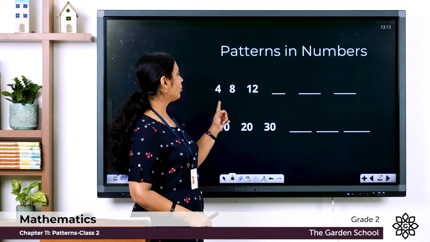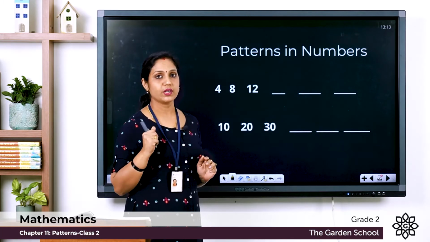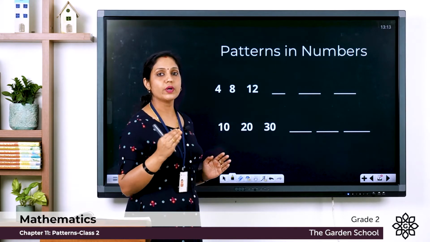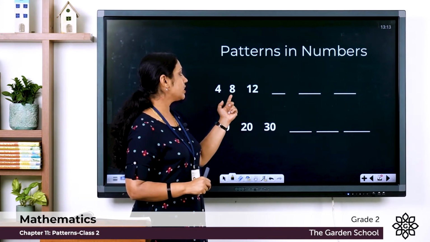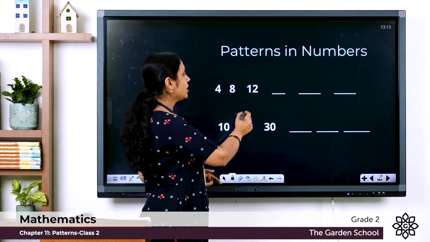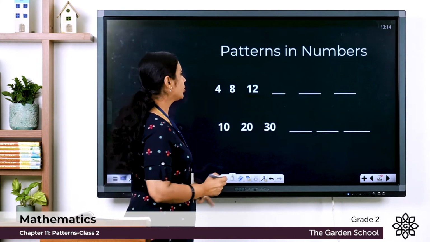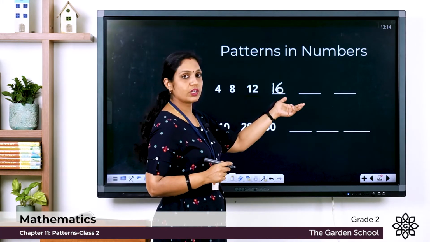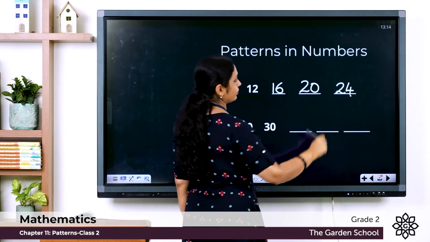Here we have the numbers 4, 8, 12 and the rest of the numbers are missing. So let's find out by how much these numbers are increasing. So first we have 4 and next we have 8. So 4 plus how much is 8? 4 plus 4 is equal to 8. Now we have to see with this 8 when we add 4 are we getting the number 12. 8 plus 4 is equal to 12. Now with this 12 we have to add 4. So 12 plus 4 is equal to 16. Again with this 16 we have to add 4. 16 plus 4 is equal to 20. 20 plus 4 is equal to 24.